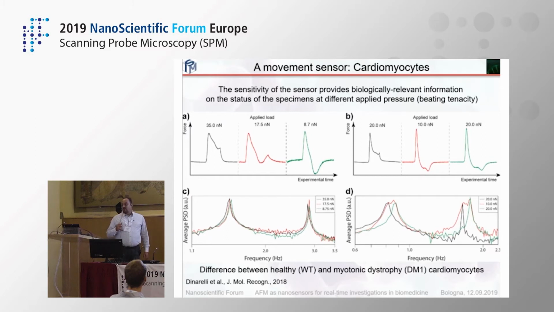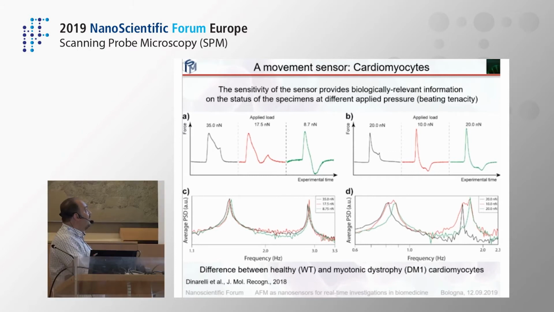By studying this, for instance, we can compare healthy wild-type cells with diseased myotonic dystrophy cardiomyocytes and determine the form and the frequency of the beating profile, using the AFM cantilever not only as a sensor but also as a source of pressure. We can press more or less on the cells and see that while the healthy cells respond very well and maintain their frequency over time, the myotonic dystrophy cells change their frequency over time depending on the pressure, indicating a different beating tenacity.